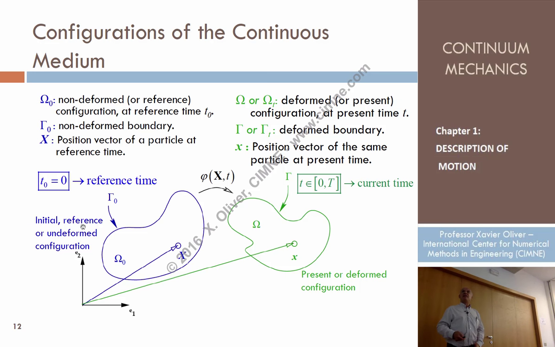So the initial configuration, that is the locus of the positions of all particles of the continuum medium at the initial time of the analysis, is going to be called the initial, or also sometimes the reference configuration, and also sometimes the undeformed configuration. Maybe the proper name is initial configuration. Reference and undeformed will be used in other contexts. Okay, this configuration changes along time.